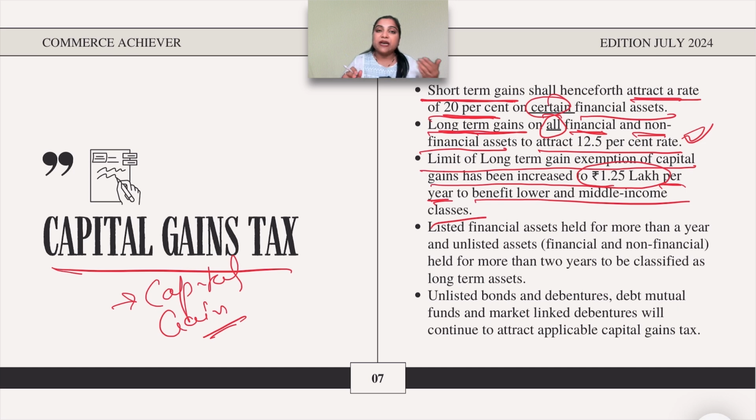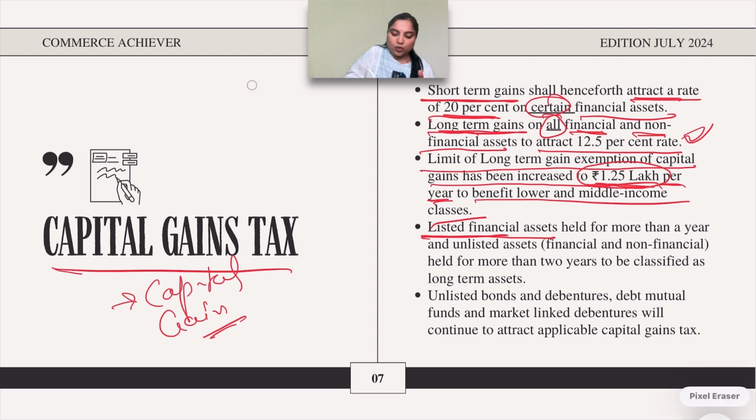Okay, but if it exceeds 1 lakh, you have to pay the long-term capital gain tax, and this is now revised and increased to 1.25 lakh. That means if you have a long-term capital gain of 1,25,000, it is exempt and not taxable. If it exceeds 1.25 lakhs, it will be taxable at the rate of 12.5%, which is the revised rate. Okay. Next, listed financial assets.